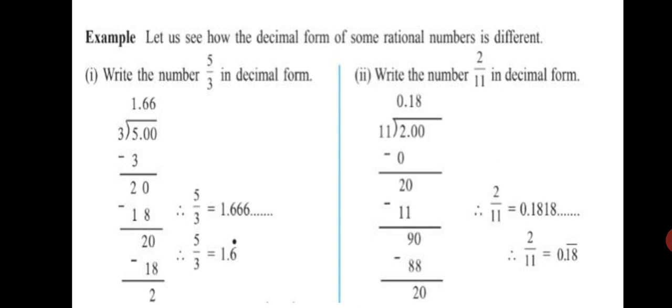So 2 upon 11 is equal to 0.181818 and so on. 18 will keep on repeating. So we need not write 18 every time. How will you write it? Therefore 2 upon 11 is equal to 0.18 and the horizontal line above 18 says that 18 is repeating again and again. So if a single number is repeating, you put a dot on top, a point, and if more than one number repeats in the same sequence, then you will put a horizontal line on top. So this way you can complete your working.